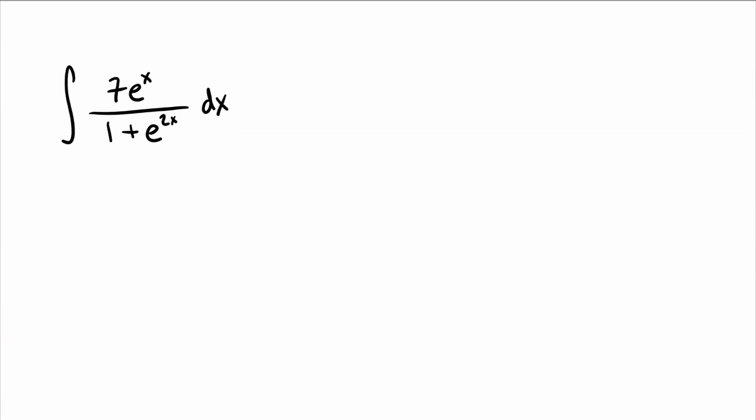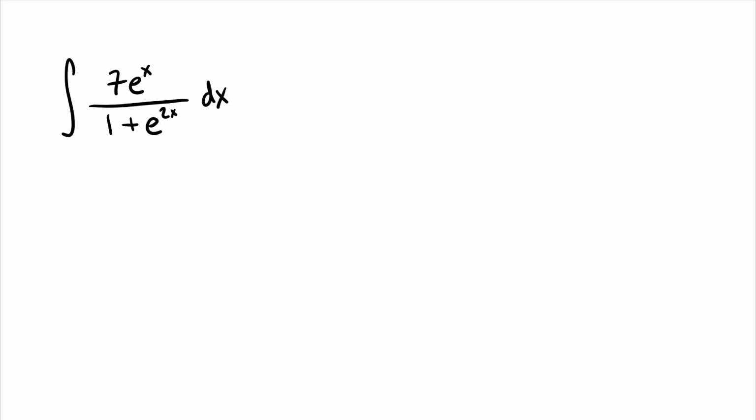All right, so the antiderivative, the integral. We're going to take the integral of 7 e to the x divided by the quantity 1 plus e to the 2x. I've stumped many students. I imagine many calculus teachers have stumped students with this.